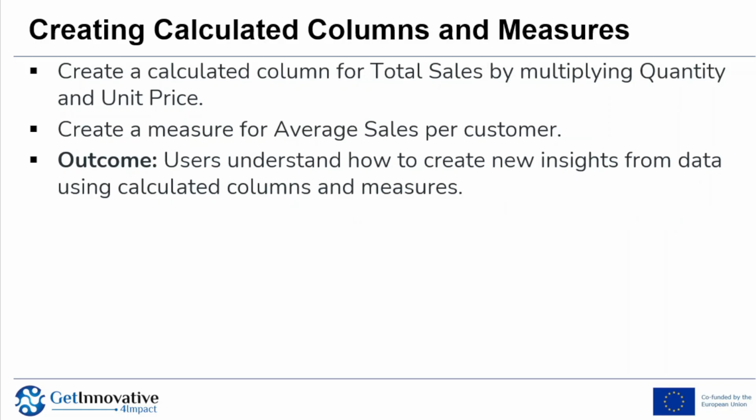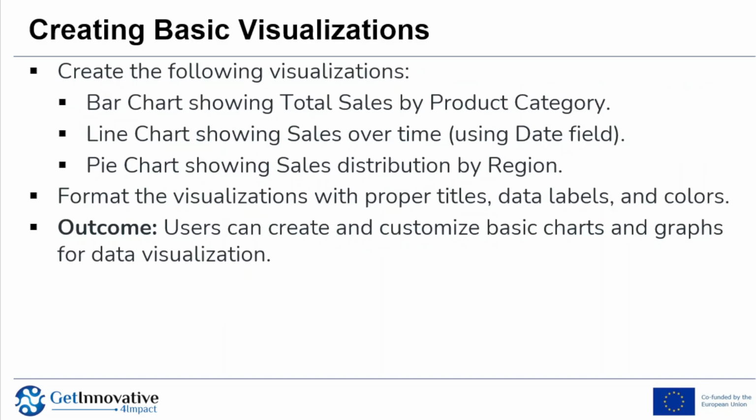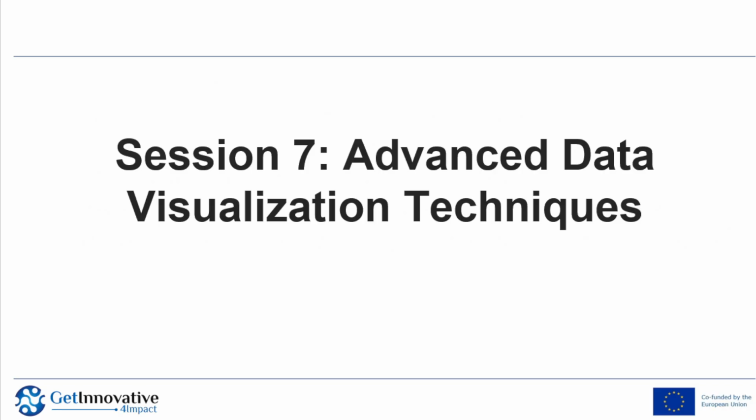If we want to create calculated columns and measures, we will create a calculated column for total sales by multiplying the quantity and unit price. The outcome would be the creation of new insights from data using calculated columns and measures. If we want to create the basic visualization, we would create the following visualizations: bar chart, line chart, pie chart. And we will also format the visualization with proper titles, labels and colors. As a result, the user can create and customize basic charts, graphs and data visualizations.